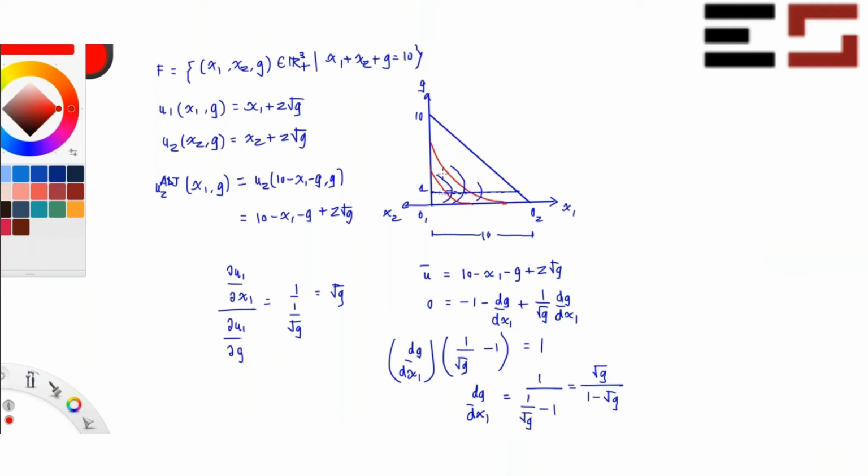For the interior, interior means that you can just ignore the boundaries for the time being. For the interior, what do you think is the requirement for efficiency? What do you think will be the requirement for efficiency? Exactly, it will be this tangency, right? All that you have to do is equate the slope of this IC with the slope of this IC to get efficiency.